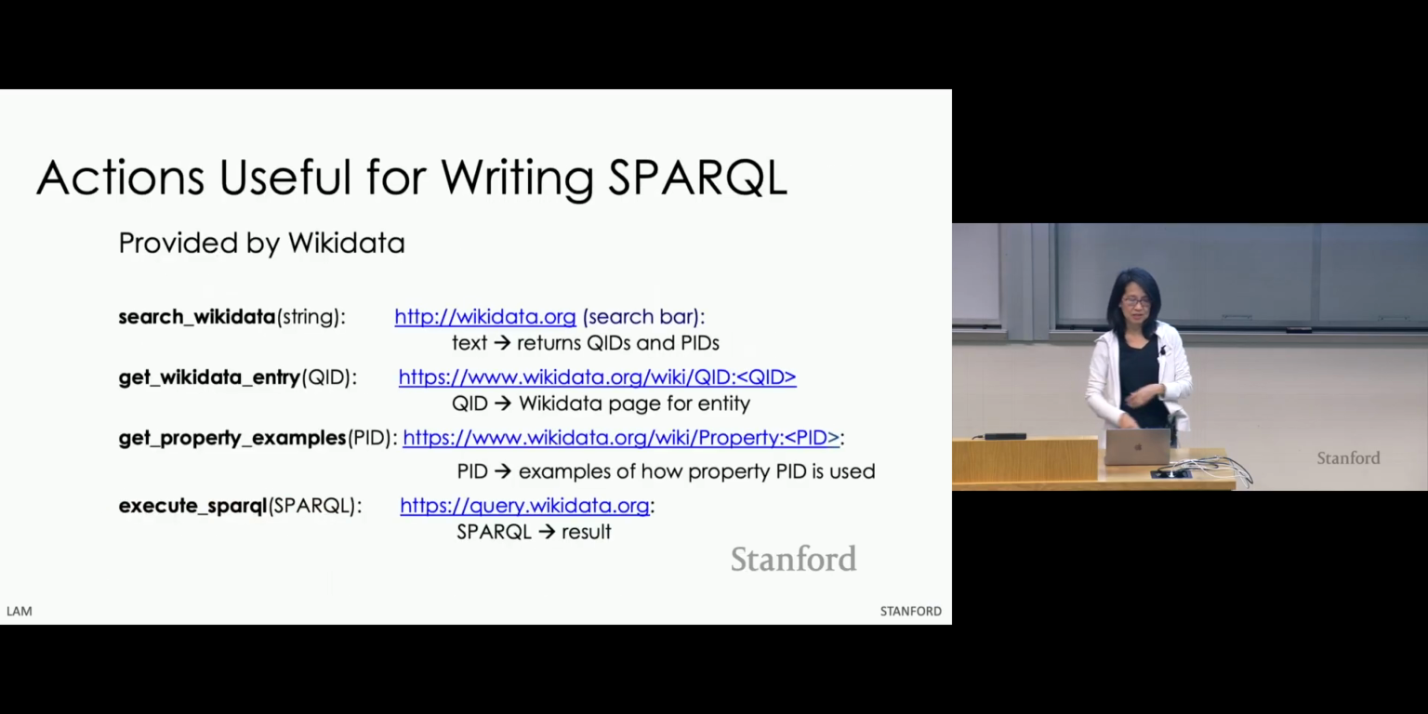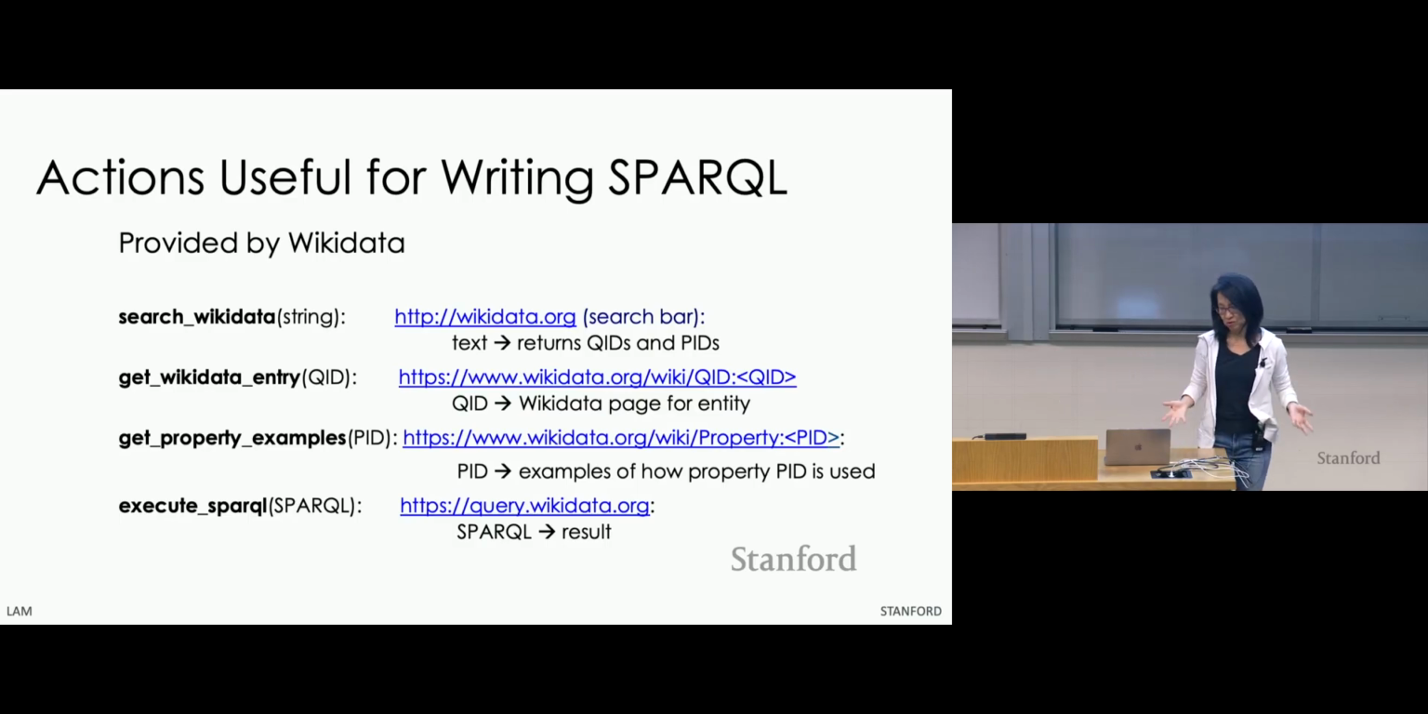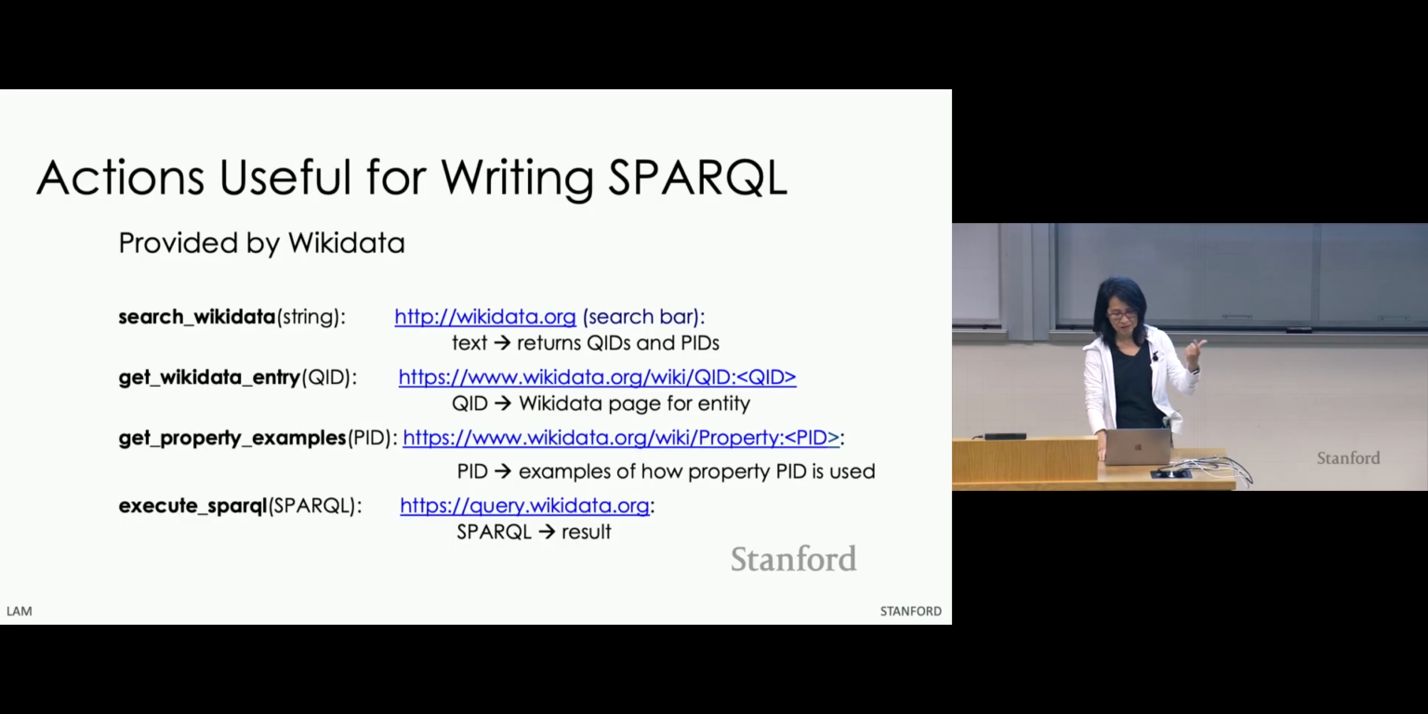So it turns out that in our work, what we found is that these are the tools that Wikidata have made available. Search Wikidata is that you give me some text, I give you the IDs. If you give me an entity QID, I tell you what is on that node, what properties it has. You give me a property ID, I can give you some examples, and so forth. I can, of course, execute the SPARQL for you.